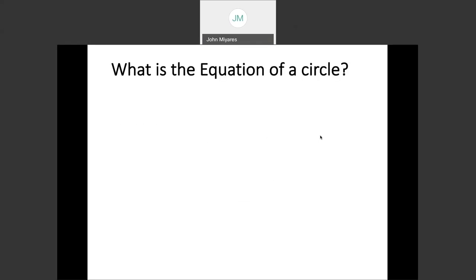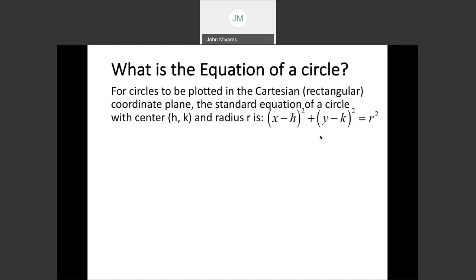Now, back in Math 121, you hopefully covered graphing of circles, so hopefully this is all a review to you. For circles to be plotted in the Cartesian coordinate plane, also known as the rectangular coordinate plane or the xy plane, the standard equation of a circle with center point (h, k) and radius r is given by this equation: the quantity x minus h squared plus the quantity y minus k squared equals r squared.